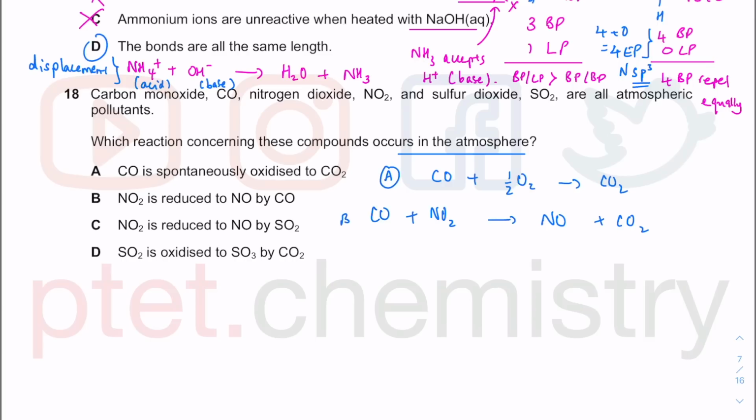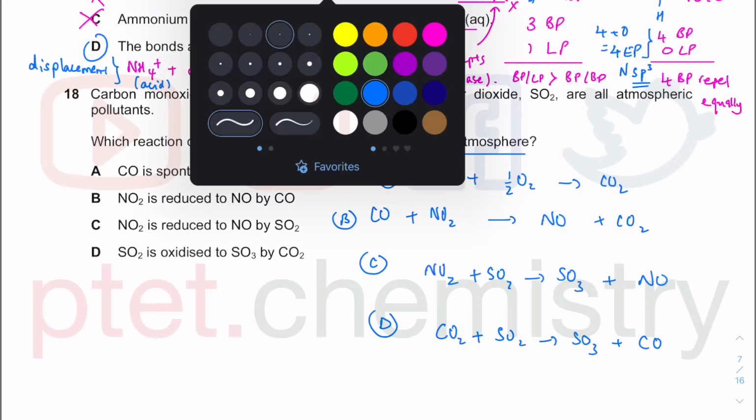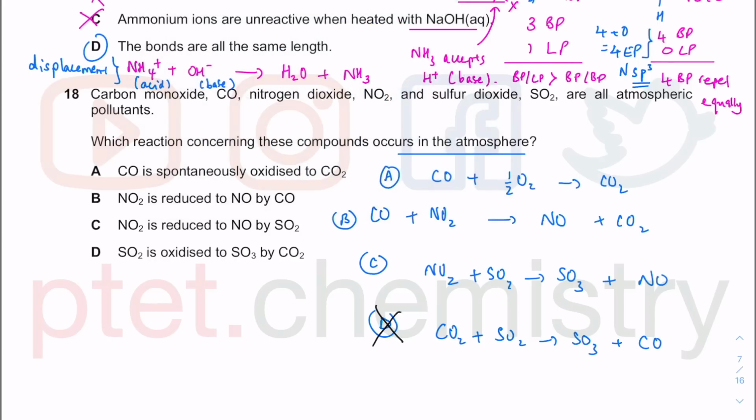And what about option C here? The NO2 is reduced to NO by SO2. So the SO2 steals the oxygen and you get NO. And then the SO2 is oxidized to SO3 by CO2. You're thinking about a reaction similar to this one here, but instead of NO2, you get SO2 going to SO3 with the help of CO2. Now I can tell you that option D is absolute nonsense because this is our key equation. C is the correct one.